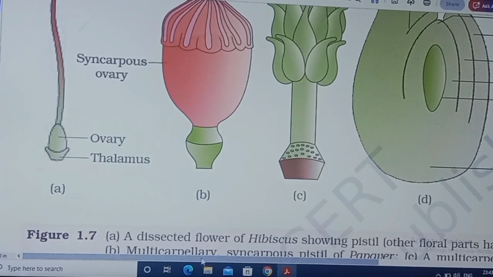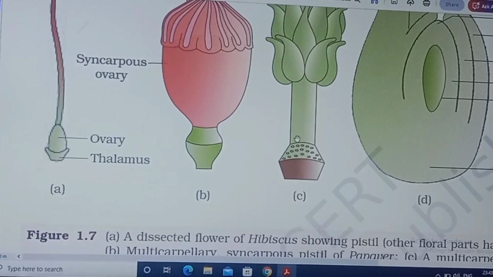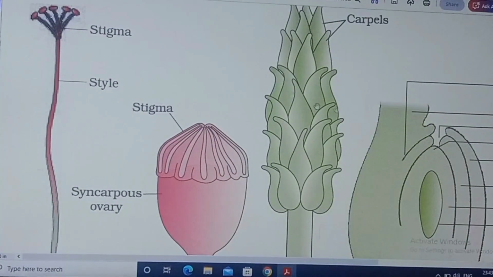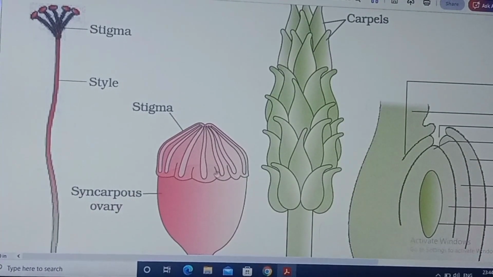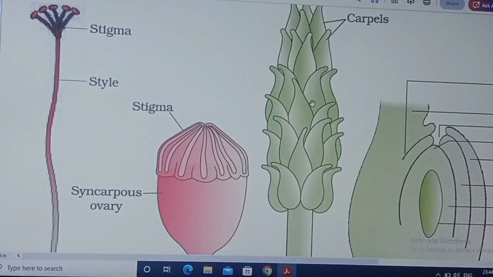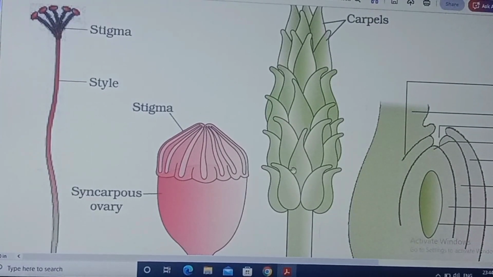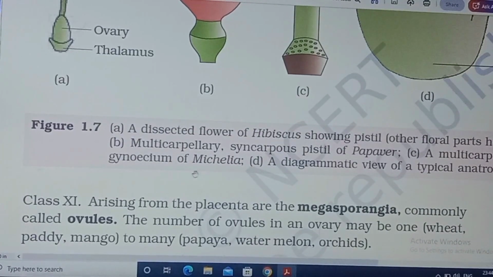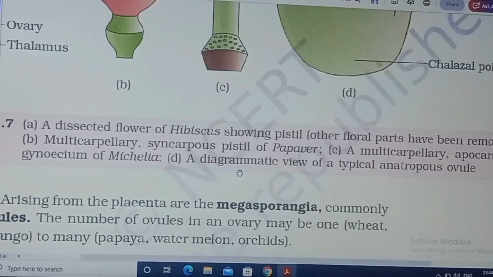This is an example of a multicarpellary syncarpous, the pistil of papaver. And this is multicarpellary and apocarpous, the apocarpous gynoecium of Michelia. These are the carpels. You can see this is syncarpous, like a fused form, bulged and fused. And this is like free forms. These are carpels. This is Michelia, multicarpellary apocarpous.